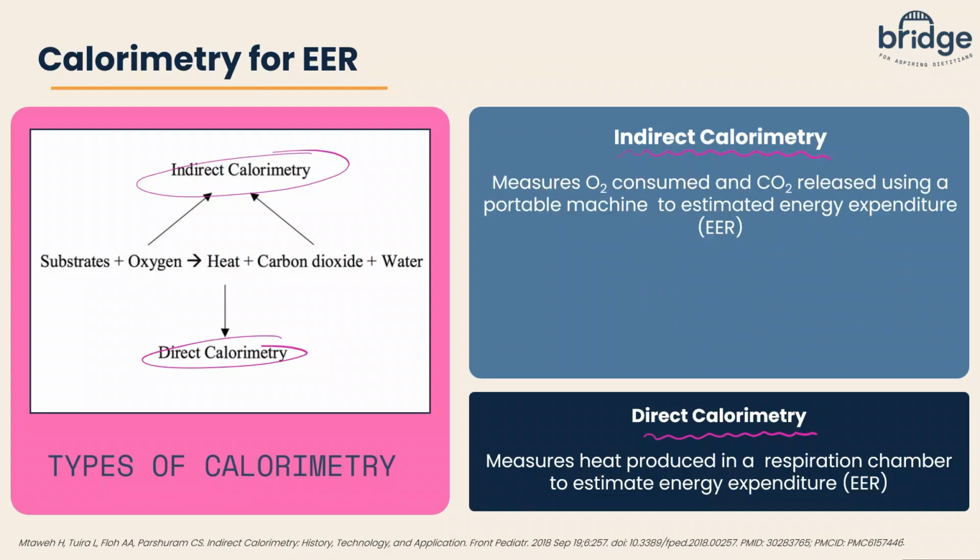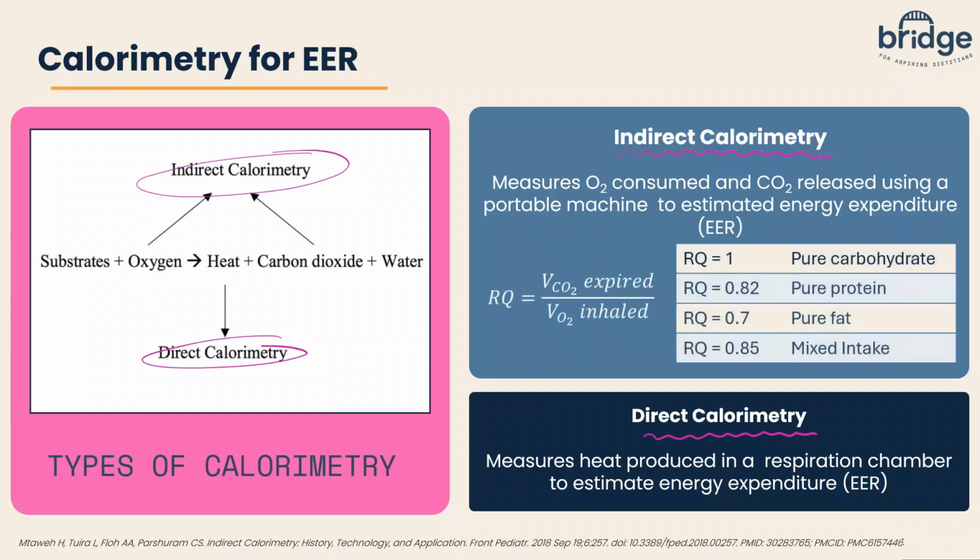It estimates energy expenditure by measuring the amount of oxygen someone breathes in and the amount of carbon dioxide they breathe out. From this, we can calculate something called the RQ, the respiratory quotient. RQ gives us information about what type of fuel the body is using. An RQ of 1 is pure carbohydrates burning. It means that the patient is burning their carbohydrates to function. An RQ of 0.7 suggests that the person is burning pure fats.